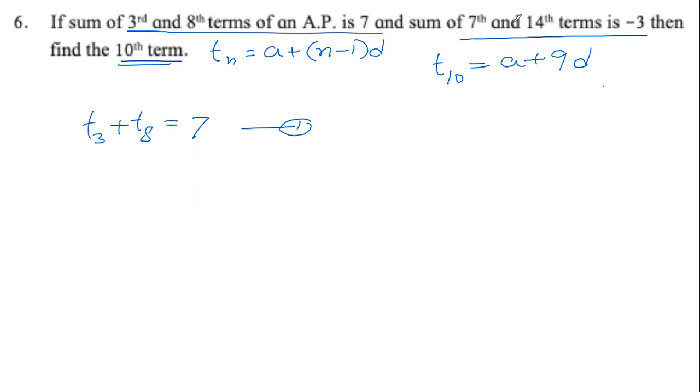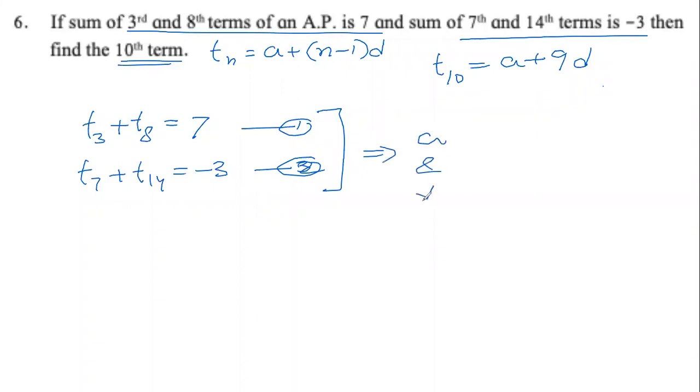Then the second part of the question is 7th and 14th term sum. So T7 plus T14 will be equal to -3. Here also we will write T7 in terms of A and D. We will write T14 in terms of A and D. We will have two equations, equation 1 and 2. When we solve equation 1 and 2, we will get A and D. We will use that A and D in this equation to find the value of T10.